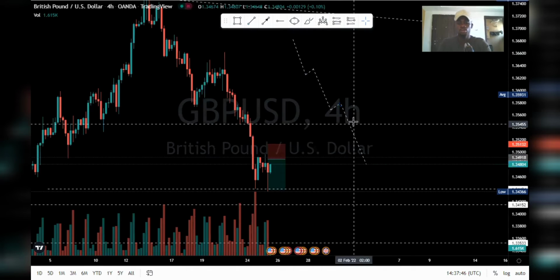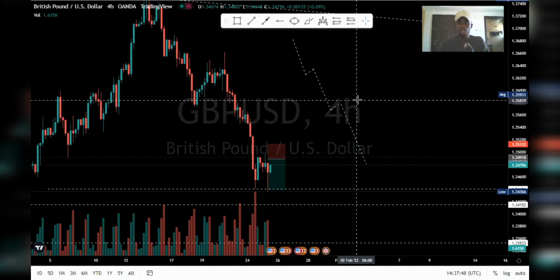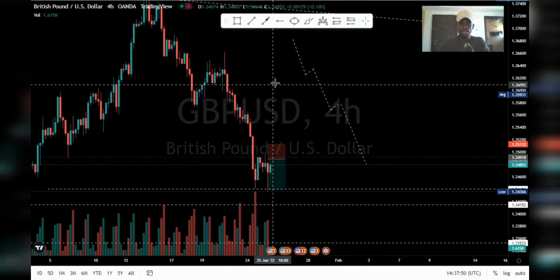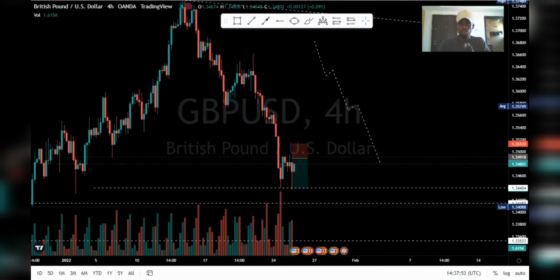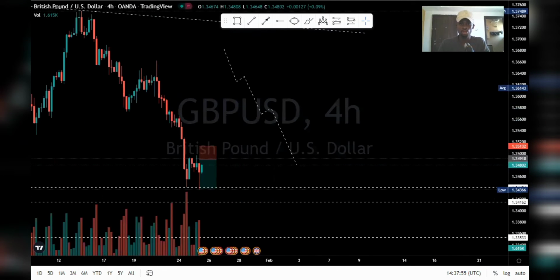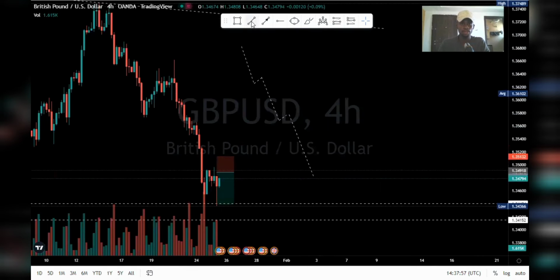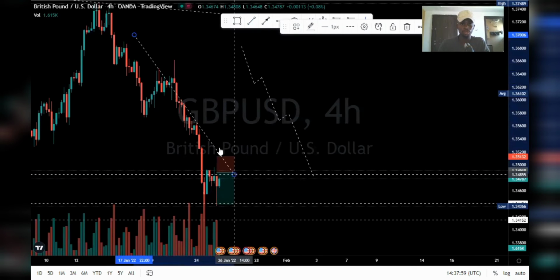So price is creating lower lows and lower highs. And the trend at the moment is what we call a downtrend movement, meaning price has not fully reversed yet. The trend at the moment is a downtrend market.